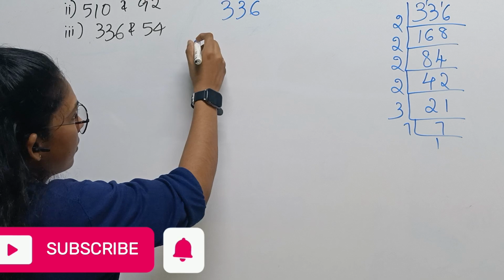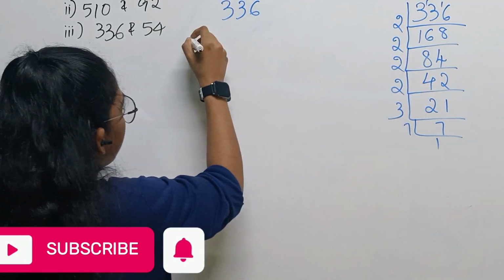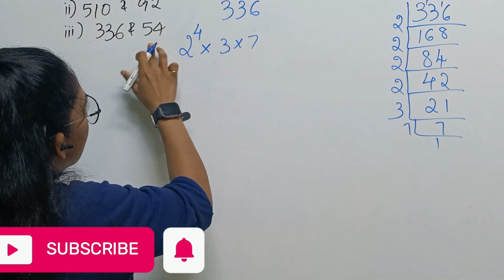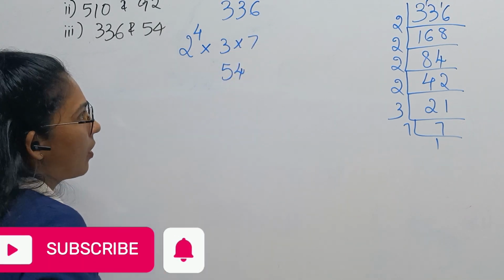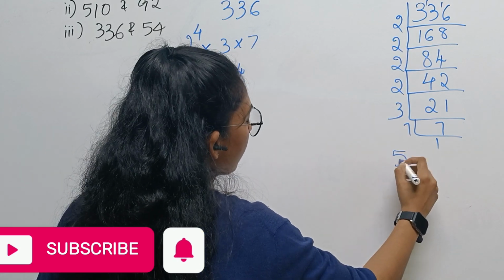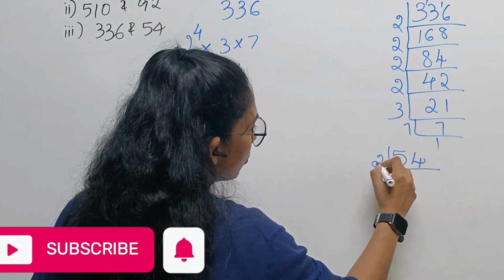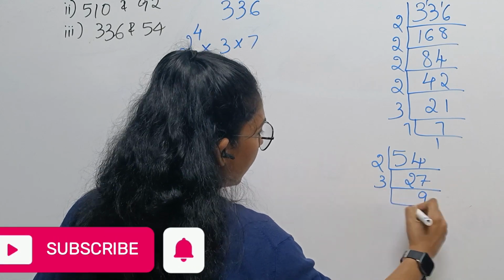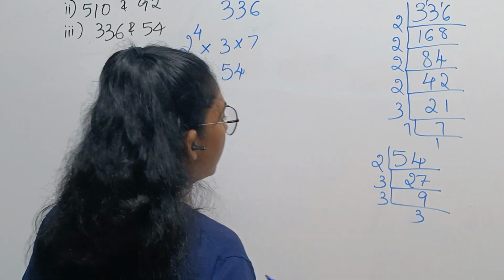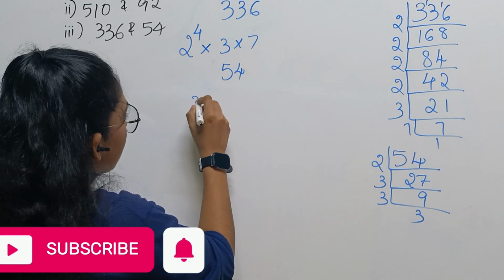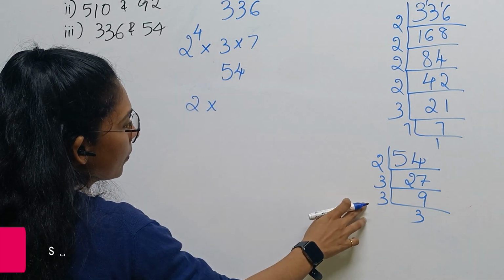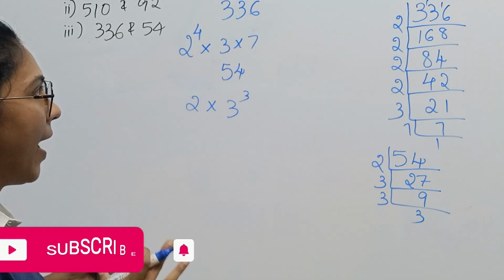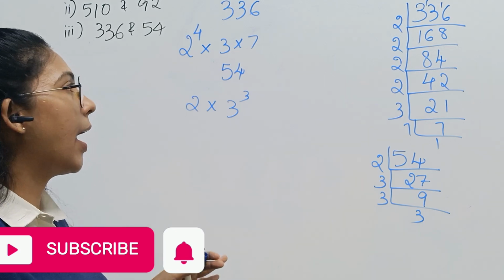Okay, factors of 336 are 2, 3, 7. Okay, so let's count 1, 2, 3, 4. That is 2 to the power 4 into 3 into 7. Next one is 54. Okay, what is 54? 54, 2, 27, 3, 9, 3, 3. Okay, so 2 into 3 to the power 3. Okay, so these are the factors of 336 and 54.